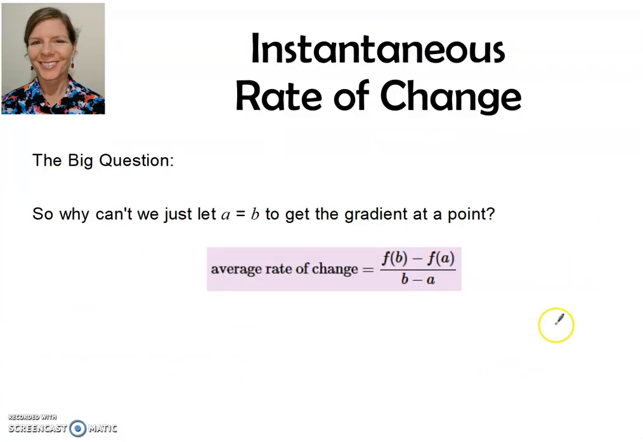So the big question is, why can't we let a equal b to get the gradient at the point? Because that's what we want. If we let a equal b, then the interval is 0, and then we can get the gradient at the point, right? But if you pop that in there, if we say a equals b, what do you end up with on the bottom? You end up with a 0, and we all know what happens when we divide by 0. The universe implodes. So we can't just let a equal b. So at this point we're sort of stuck. We can get a fairly close approximation, especially if we're using very, very small intervals, but we can't get right to that very point where we can calculate the instantaneous rate of change.